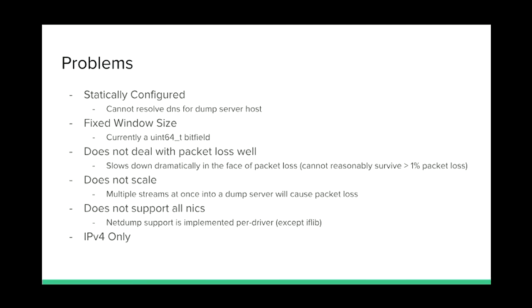So now, specific problems. The IP is statically configured, right? So you configure this IP, and if you have one server, this is fine. You can always make sure to keep that updated. But if you have tons of servers and your network's changing all the time, maybe you want a DNS name instead. Maybe you want dump.joint.com as your netdump server or something.